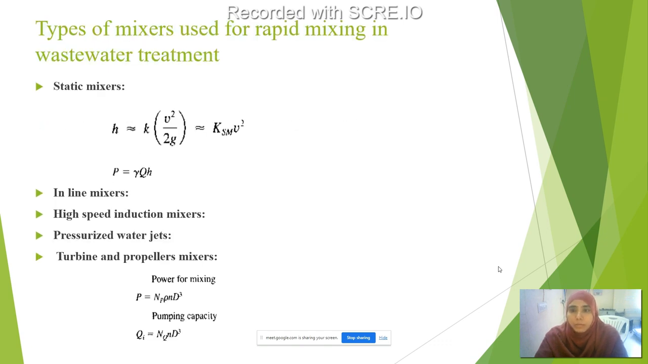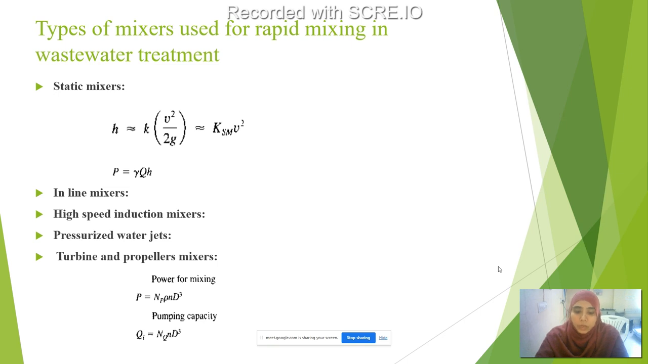Now coming to types of mixers used for rapid mixing in wastewater. This one is static mixers. In continuous static mixers, one substance is to be mixed with another. Here you can see the formula H equals K times v squared by 2g, that is approximately equal to K constant v squared, P equals alpha QH.